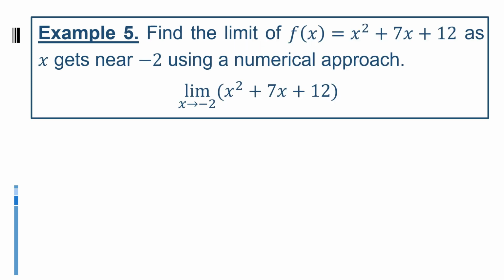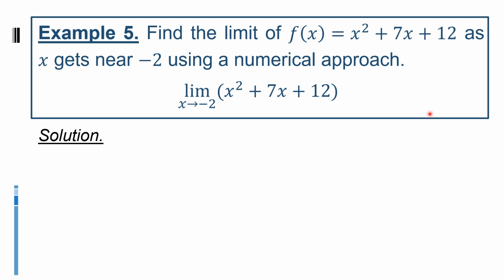Another way of finding the limit of a function is by the numerical approach. So in this case naman, gagawa tayo ng table from the left and from the right of A and observe the behavior of the graph of f of x, kung saan siya papunta or kung ano yung number na ina-approach as x approaches A. So let's find the limit of f of x equals x squared plus 7x plus 12 as x gets near negative 2 using the numerical approach. So in limit notation, that is the limit as x approaches negative 2 of x squared plus 7x plus 12.